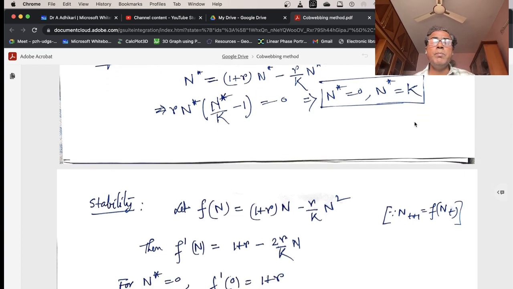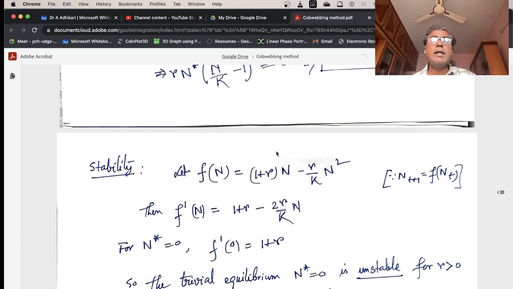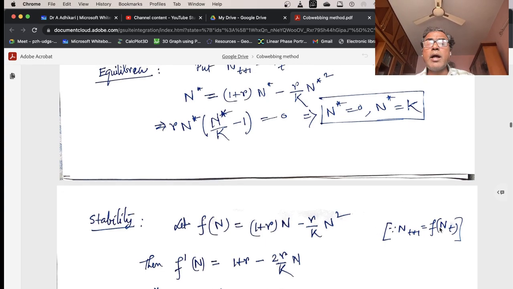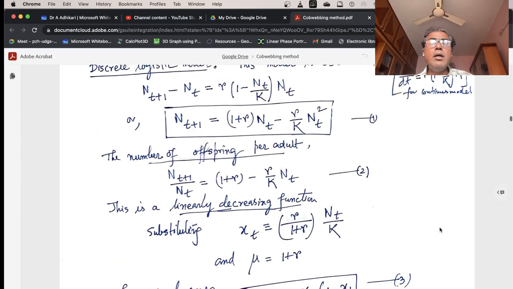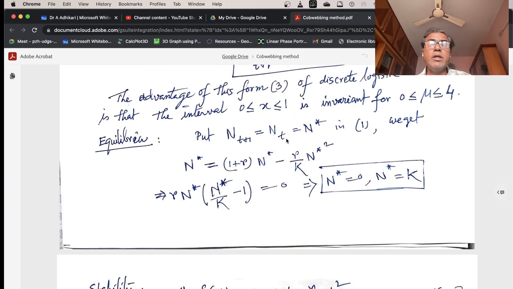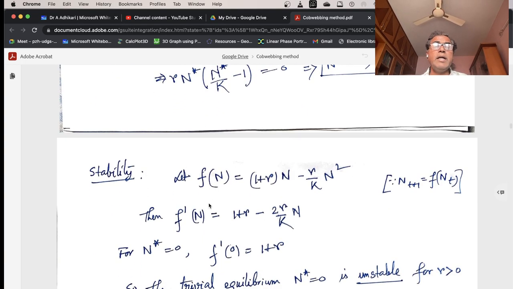And for the stability of the equilibria, let f(N) equal to this, meaning N_{t+1} equal to f(N_t). So f(N) is the right hand expression of equation 1, that is, f(N) equal to (1 plus r) N minus r/K N squared. And then f'(N) equals 1 plus r minus 2rN/K.